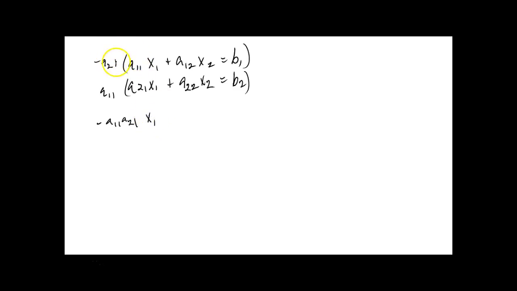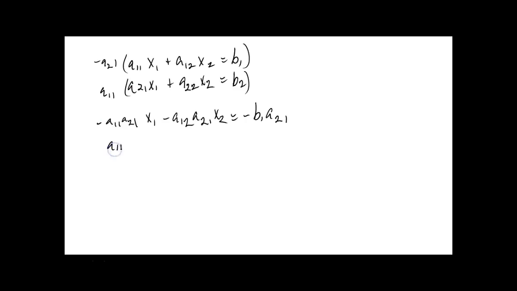X1 minus A12, A21, X2 is equal to minus B1, A21. Agreed? Okay. Let's do the second equation.